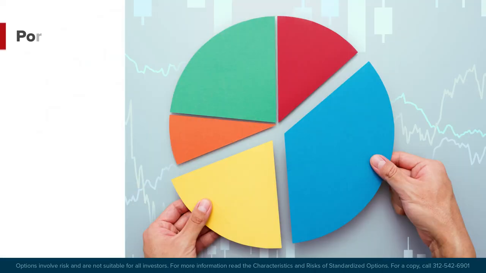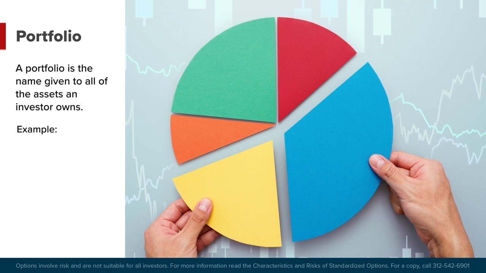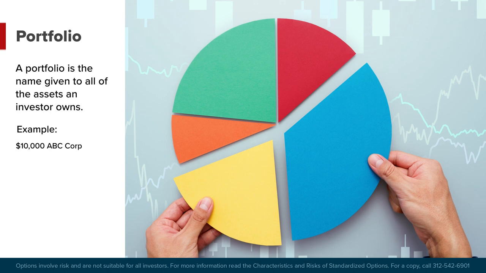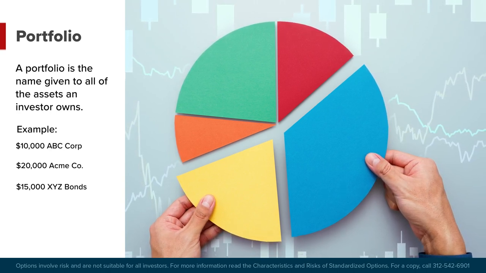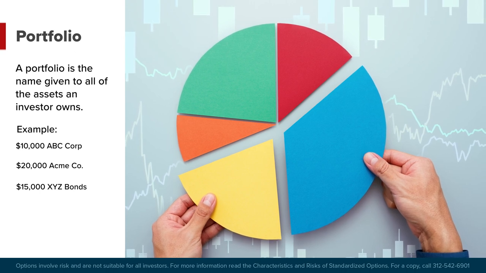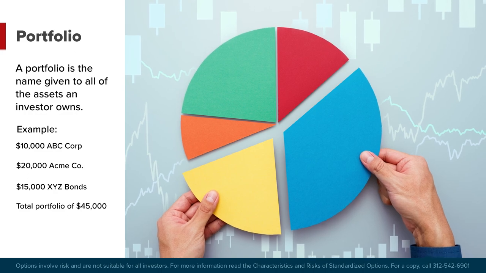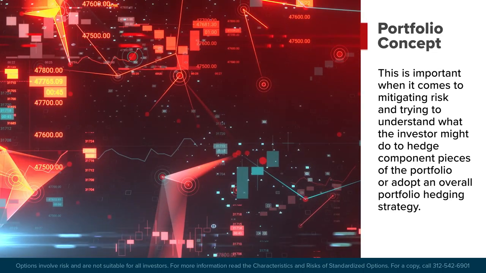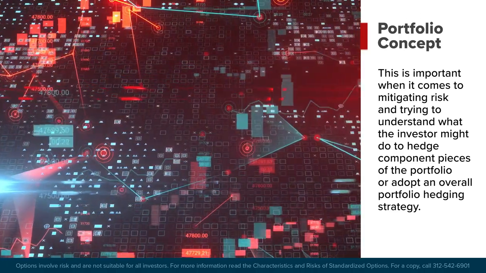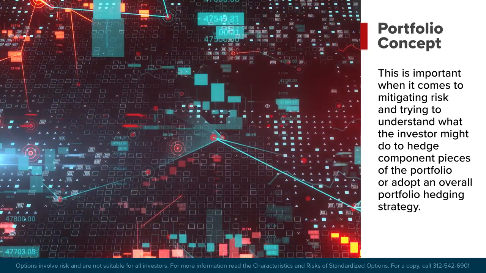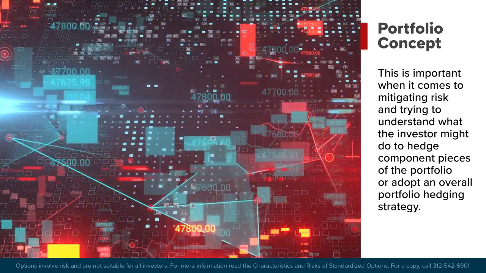A portfolio is the name given to all of the assets an investor owns. Someone who owns $10,000 worth of ABC Corporation, $20,000 worth of Acme Company stock, and $15,000 worth of XYZ bonds has a total portfolio of $45,000. The concept of a portfolio is important when it comes to mitigating risk and trying to understand what the investor might do to hedge component pieces of the portfolio or adapt an overall portfolio hedging strategy.